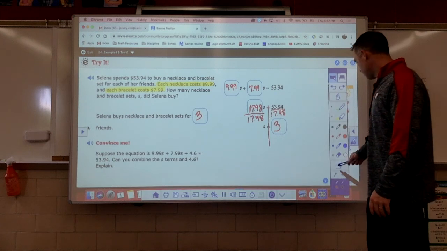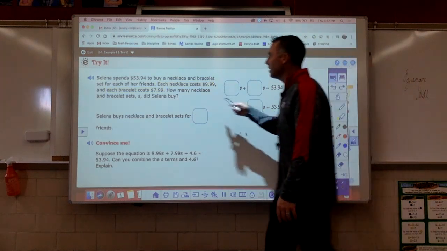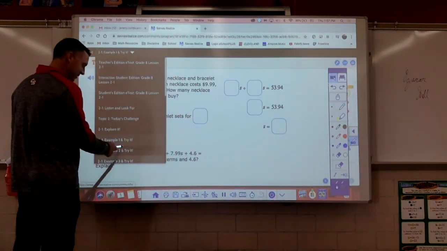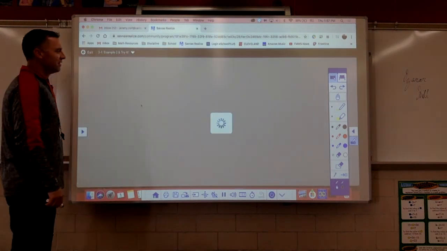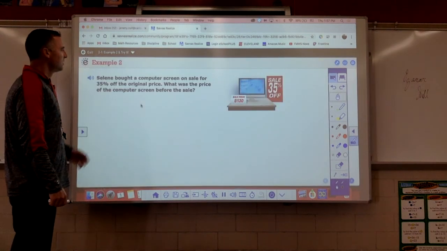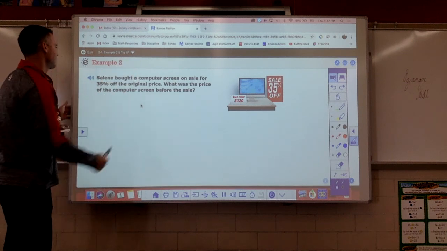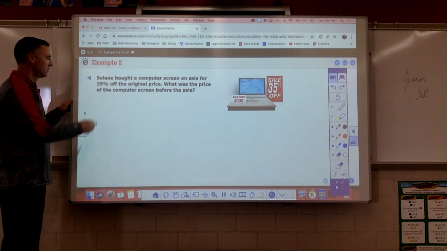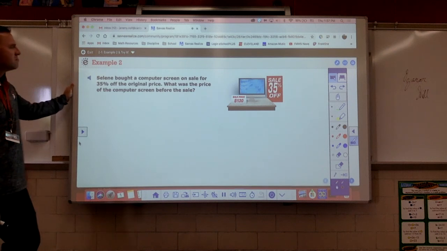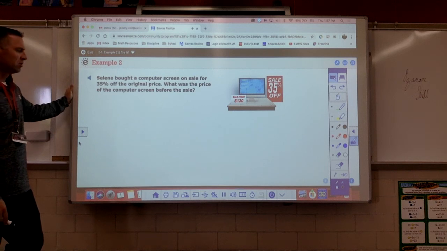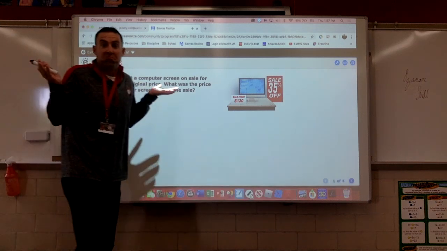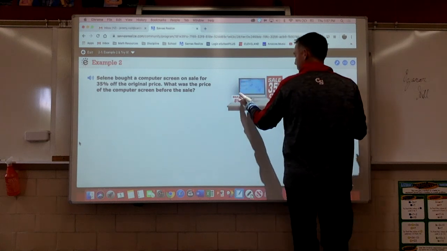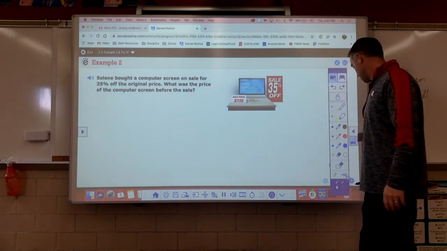Okay, well, let's go to example 2. This is a good one here. Percents, coming back. We had Selena, and now we have Celine. Celine bought a computer screen on sale for 35% off the original price. What was the price of the computer screen before the sale? She didn't buy the rest of the computer, just the screen.